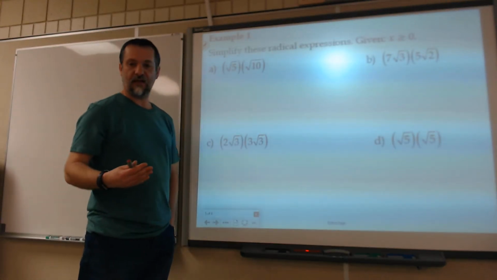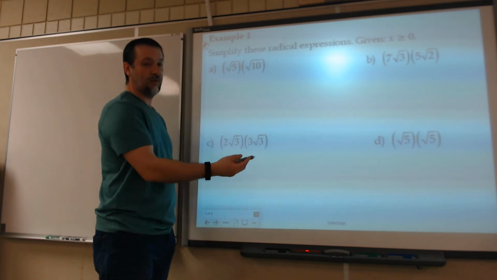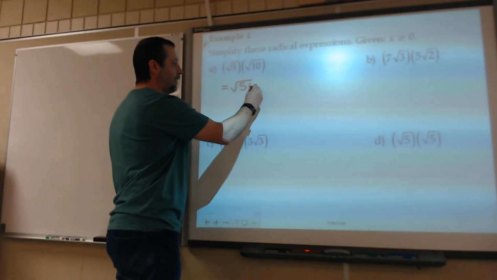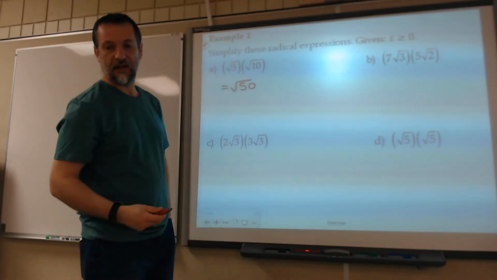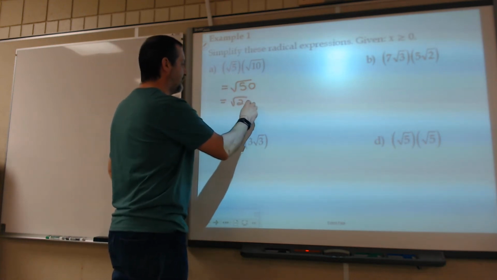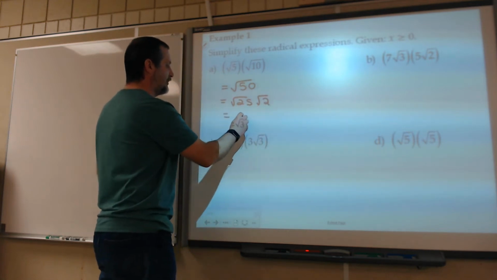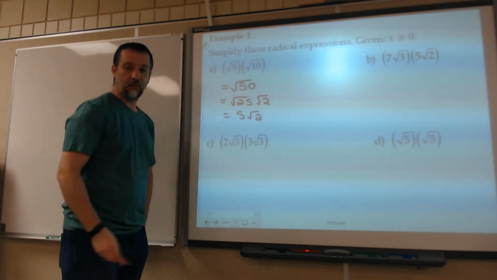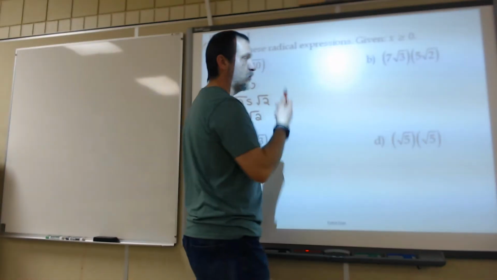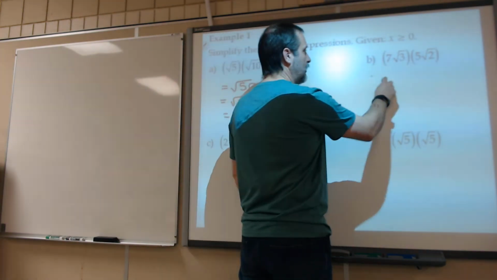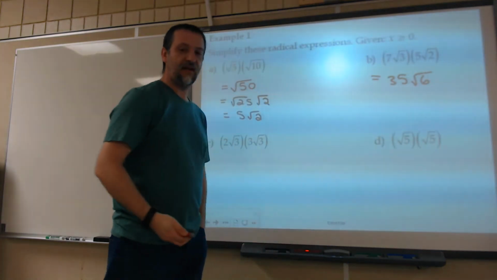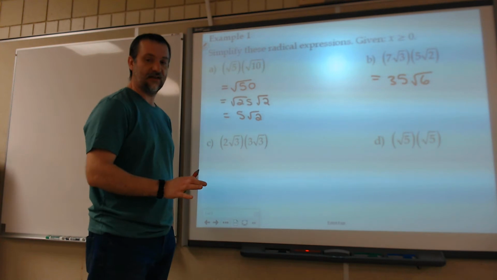So jumping straight in, here we have the square root of 5 times the square root of 10. Same index, so we can multiply. That's going to be the square root of 50. Am I done there? No, just like fractions, with radicals we always have to simplify. So that's the square root of 25 times the square root of 2, which equals 5 root 2. Nothing really crazy here. Go to B: 7 square root of 3 times 5 square root of 2. Coefficients make 35, radicals 3 and 2 make 6. Can I simplify that anymore? No, I cannot. I will leave it as such.